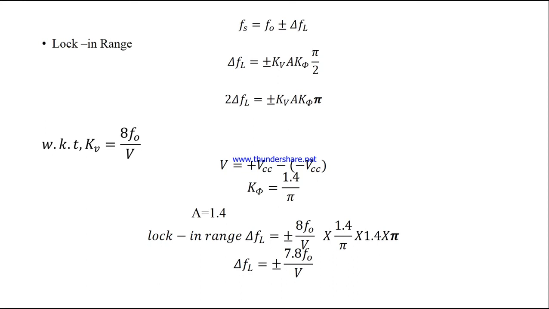Therefore the lock-in range can be given by this formula, delta fL equal to plus or minus Kv A K phi pi by 2. Cross multiplying, 2 Kv equal to 8 f0 by Vc, and we assume that V equals plus Vcc minus minus Vcc, K phi equal to 1.4 divided by pi, and A equal to 1.4. After substituting all the values, the lock-in range is delta fL equal to plus or minus 7.8 f0 divided by Vc.